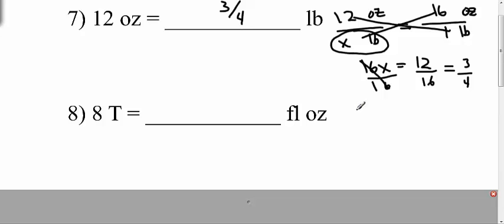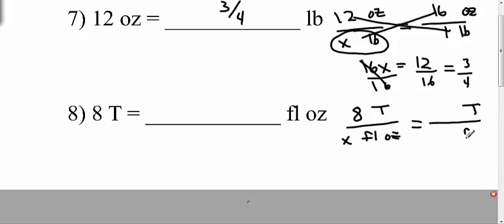So in problem 8, we have 8 tablespoons is how many fluid ounces? So which equivalent do we have memorized here? So we have to keep tablespoons on top and fluid ounces on bottom. I relate this back to the standard 1 fluid ounce medicine cup. If you had a 1 fluid ounce medicine cup, that was 2 tablespoons, which is 6 teaspoons. So 1 fluid ounce medicine cup would be 2 tablespoons.